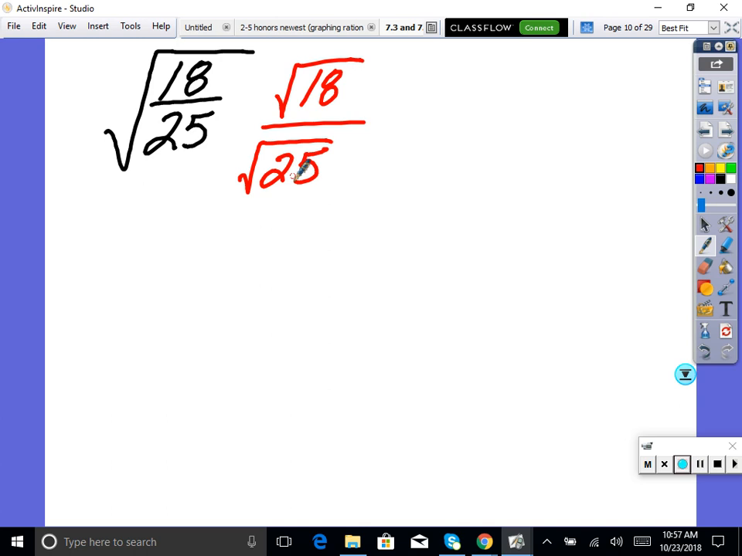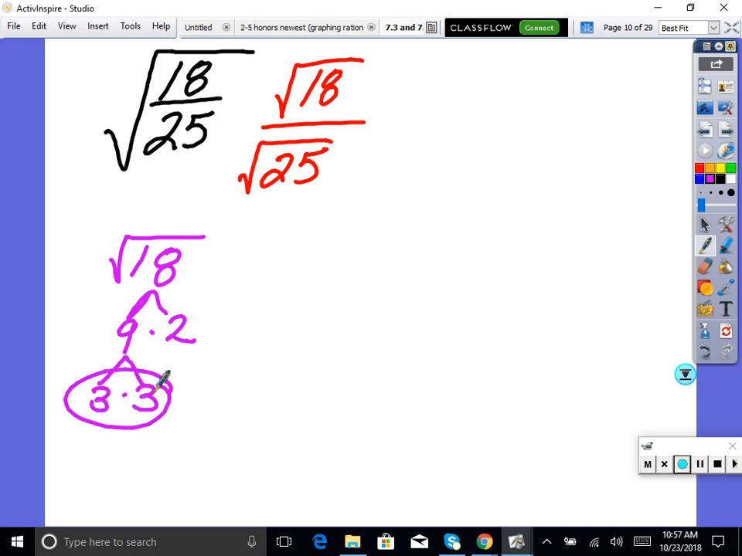And then all you have to do is simplify them individually. So say, okay, square root of 18 needs to be simplified. So that's 9 times 2, which breaks down into 3 times 3. So 3 root 2 is on top. Isn't that 18? Square root of 18 simplified. Now what's the square root of 25? 5. 3 and 5 don't simplify anymore, so we're done.